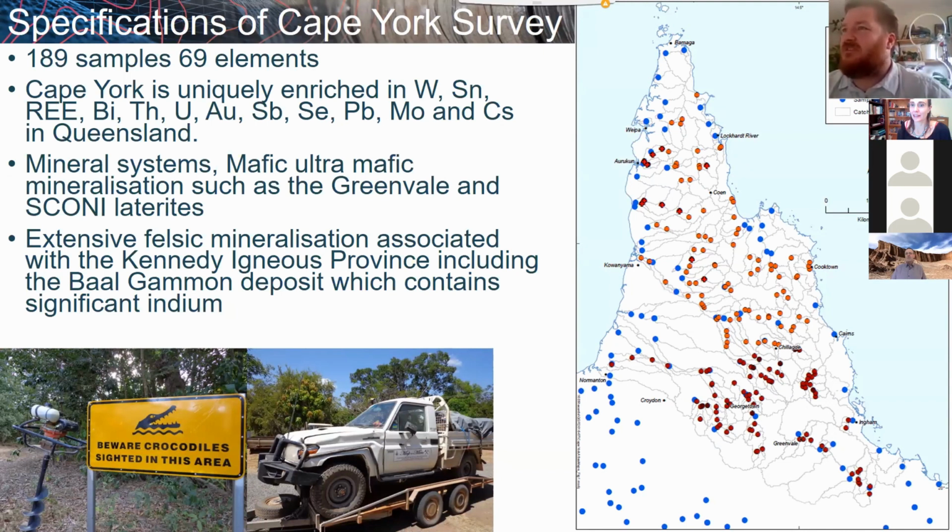So there's extensive mineralisation associated with the Kennedy Igneous Province on Cape York, including the Baal Gammon deposit, which has got indium, which is interesting. There's nickel laterites, which contain cobalt and scandium. There's also some lithium mineralisation identified on Cape York.